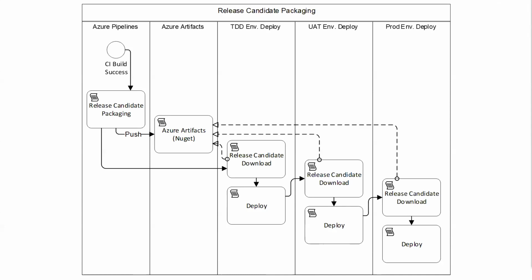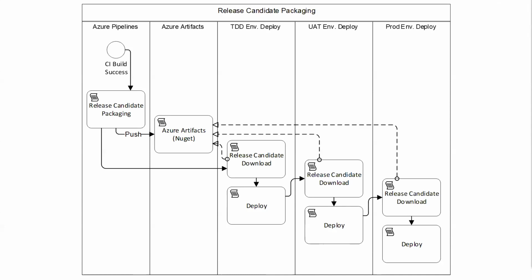So the TDD environment, the UAT environment, the production environment, when they start their process of deploying, they're all going to contact Azure artifacts with a particular build number and say, hey, give me the packages. And so they're going to grab those packages, those NuGet packages, and then they're going to deploy them to the particular environment. It is really important that we build one set of artifacts. We store it with the build number, with the build label, and then we deploy those same artifacts down the line.